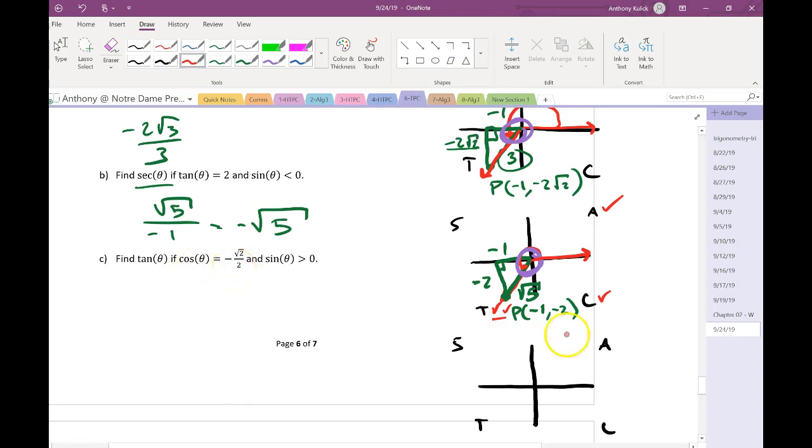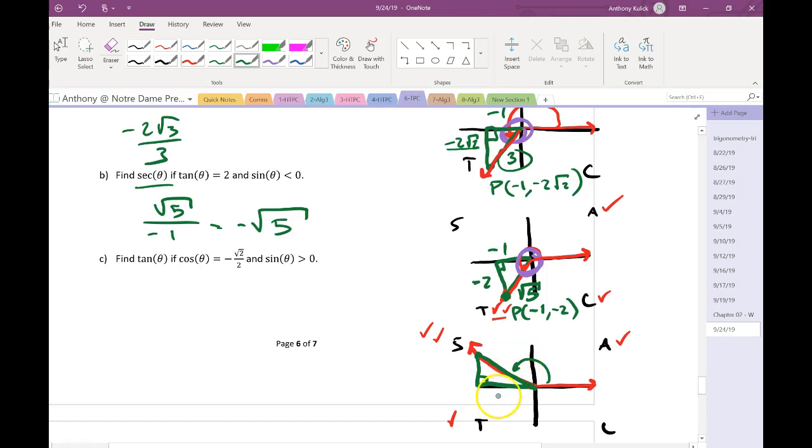Cosine is negative in the second and third quadrants. Sine is positive in the second and first quadrants. I need to be working in the second quadrant because that's where both parts were true. So I'll draw my angle. So there's my angle. Pick a point on that terminal side, draw my triangle back down to the x-axis. I'm always going to be drawing to the x-axis. Don't forget that.